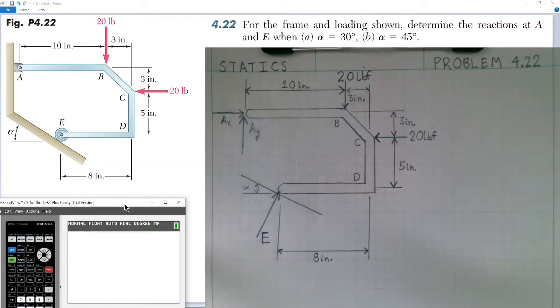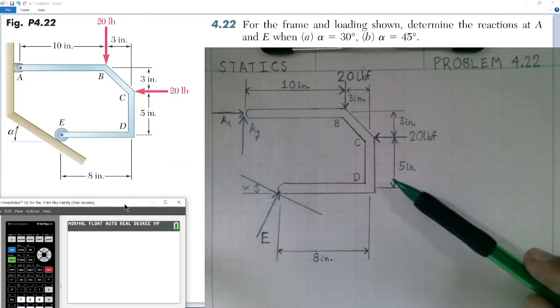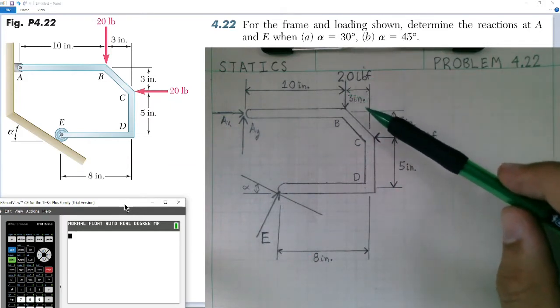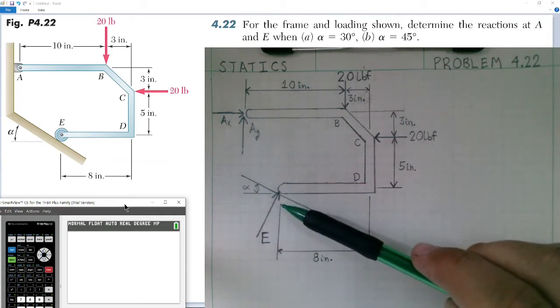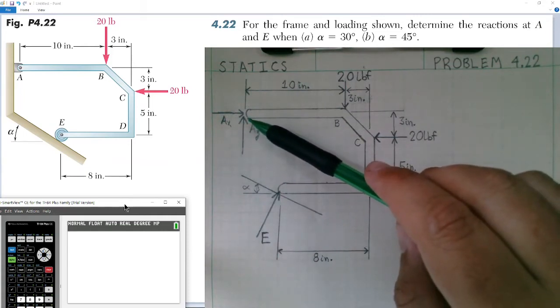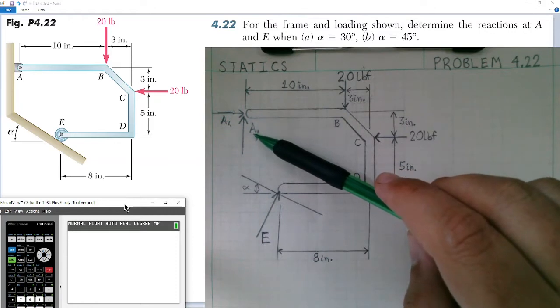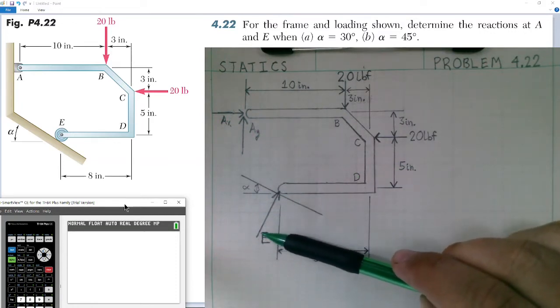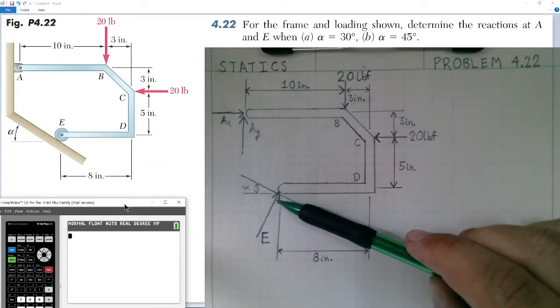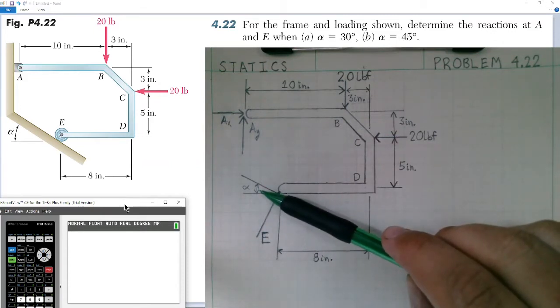So as you can see, I've gone ahead and drawn the free body diagram for the figure. I've included the dimensions and all the acting forces currently, as well as the reaction forces at A and E. There's a pin at A, so it'll have both an X and a Y component, and E has a roller component, so it has a normal force to the wall it's pushing up against. Angle alpha is listed here.